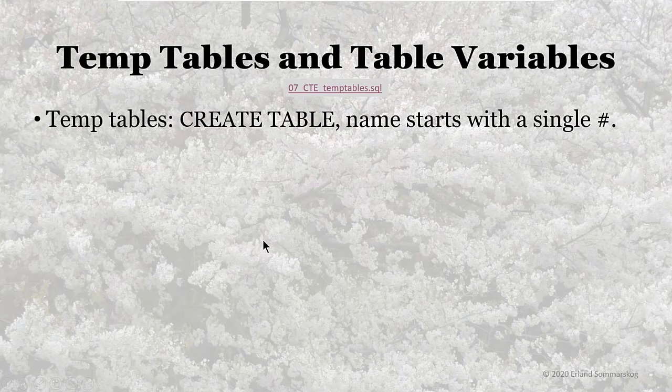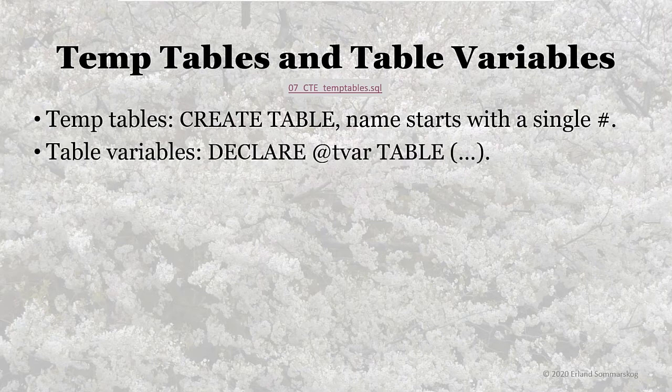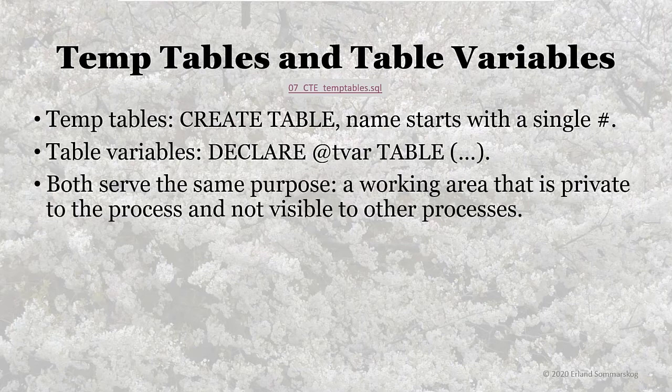So temp tables, you use create table, with a name that starts with a single hash mark. You can also use a double hash mark. Those are global temp tables. I have just one piece of advice about them: don't use them. They are not very useful at all, actually. And table variables, you say declare @tvar table. So slightly different syntax, but the same purpose: a working area that is private to the process and not visible to other processes.